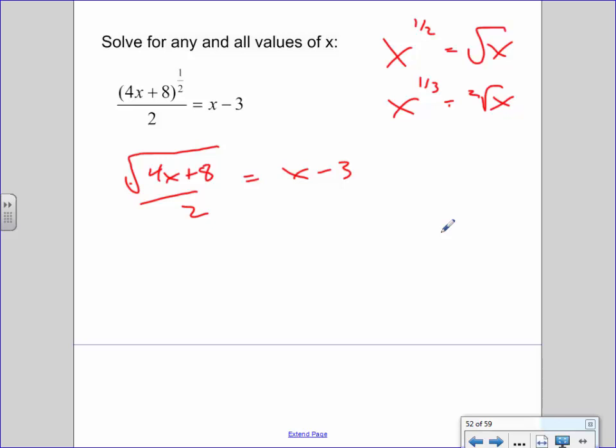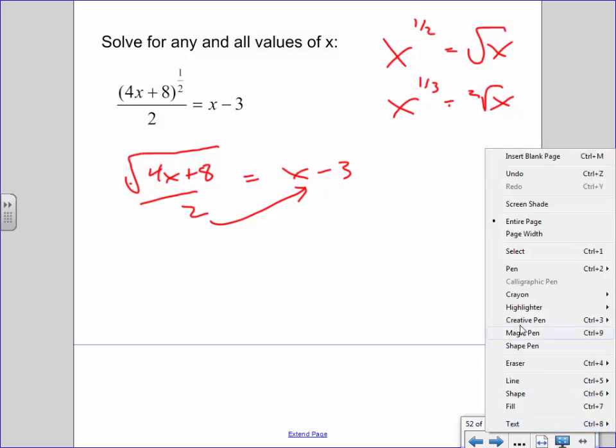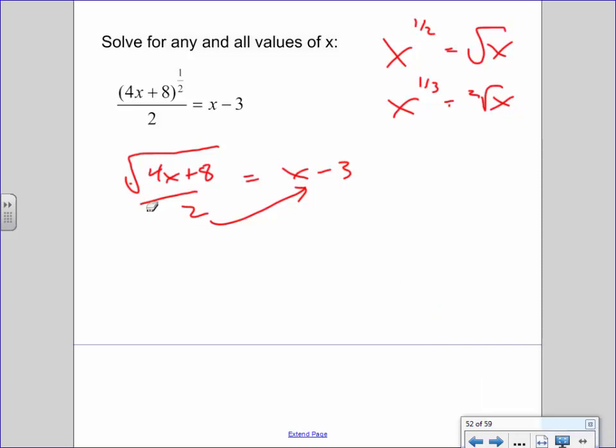Now, some kids on this one, most kids, would actually say, okay, why don't I get rid of the 2 by timesing it up there? And actually, I have no problem with that. But I want to show you something really clever on this one. You know how I was saying earlier, wait for the opportune moment? I have an even better opportune moment than timesing the 2 up.